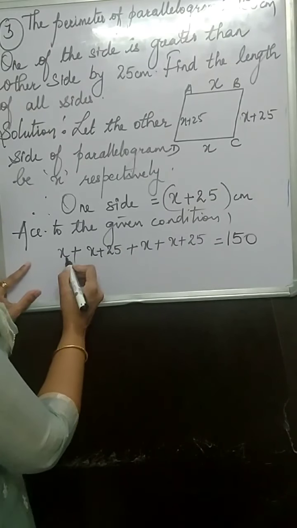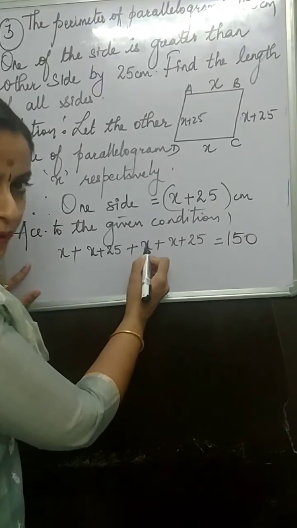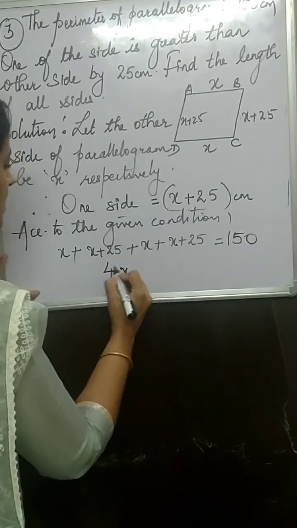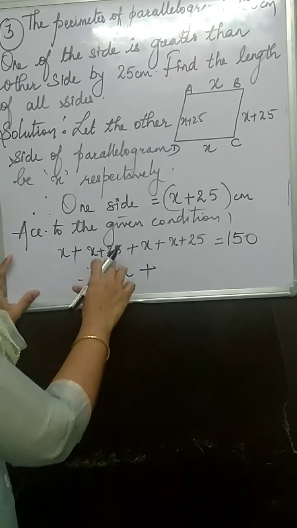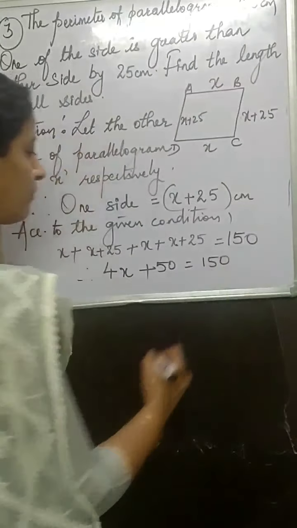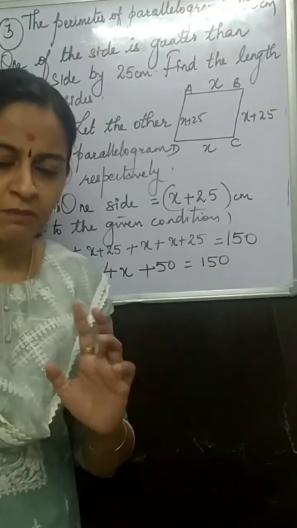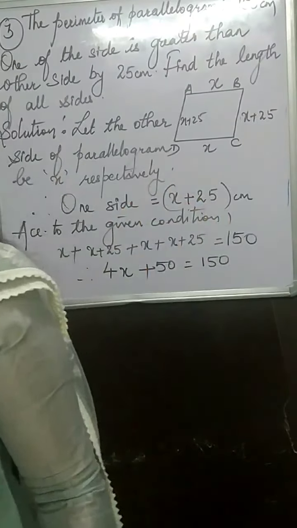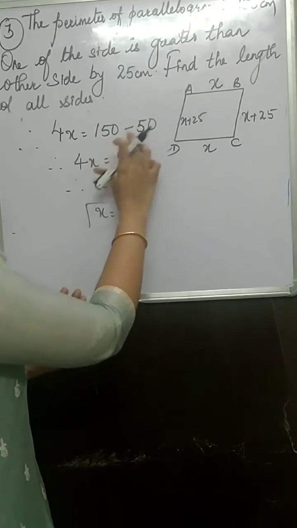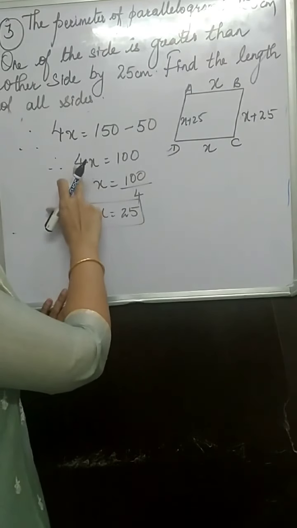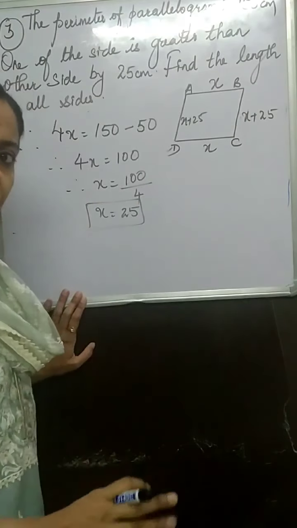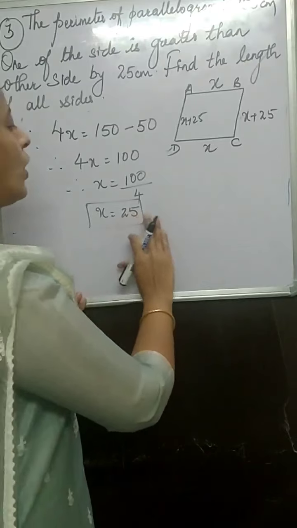Now let us solve this. X plus X is 2x, 2x plus x is 3x, 3x plus x is 4x. So 4x plus 25 plus 25, that is 50, is equal to 150. Now please solve this equation and get me the value of x. After the calculation you got 4x is equal to 150 minus 50, which is 100. Then you brought 4 to the opposite side and got x is equal to 100 upon 4, which is 25. So x is 25.